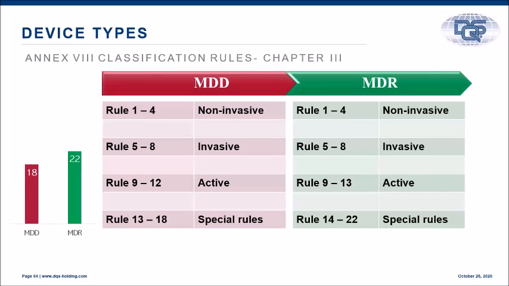Rule 1 to 4 talks about non-invasive devices. Rule 5 to 8 is for invasive devices. Rule 9 to 13 is for active devices. Rule 14 to 22 is for special rules. That is the distribution in MDR of the classification rules.